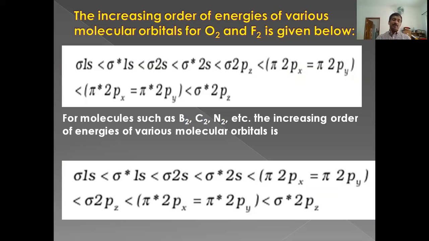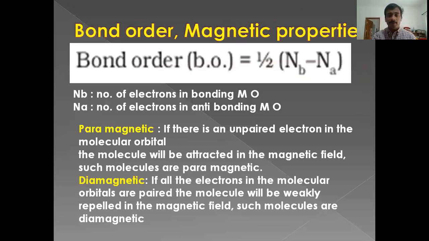But in the case of nitrogen, you see sigma 1s, sigma star 1s, sigma 2s, sigma star 2s. After sigma star 2s, the next one is pi 2px. But in the case of oxygen, it is sigma 2p first. Here it is pi 2px, pi 2py, then comes sigma 2p, and for the remaining there is no change: pi star 2px, pi star 2py, sigma star 2px. So it is the increasing order of energy of the orbitals.